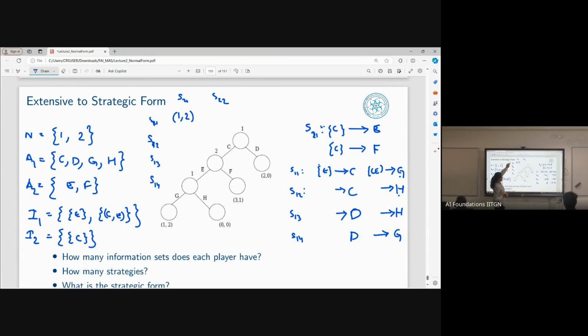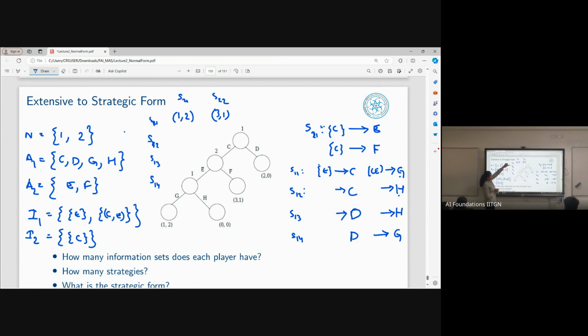Now, if player 1 is taking C, and then in this strategy it is 1, 1. And player 2 is now taking F. So now player 2 is taking F, and then it doesn't matter what player 1 is doing. So this will be the utility, 3, comma.